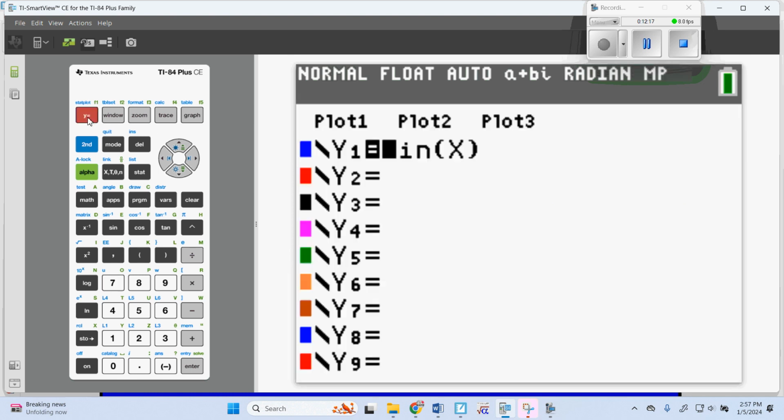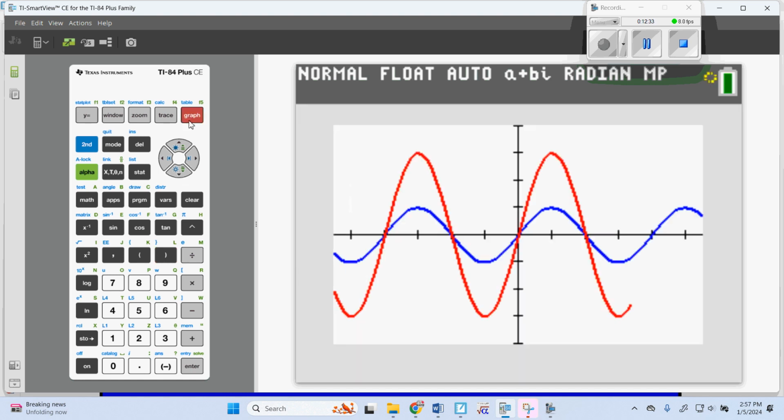Now, the question becomes, what happens if I put a 3 here? How does that change my graph? That's what we want to talk about here. Okay, so how does putting a 3 in front change my graph? What happens is I get that.